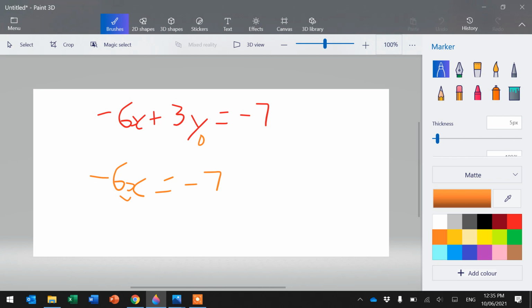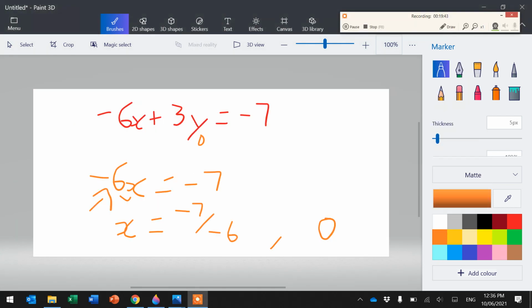When we do that, that minus 6 disappears, so we will just be left with x on one side, and on the other side we will have minus 7 divided by minus 6. Now that's all we need for that one. So that will be our x value, our y value will be 0. So that's our coordinate, minus 7 over minus 6 and 0.